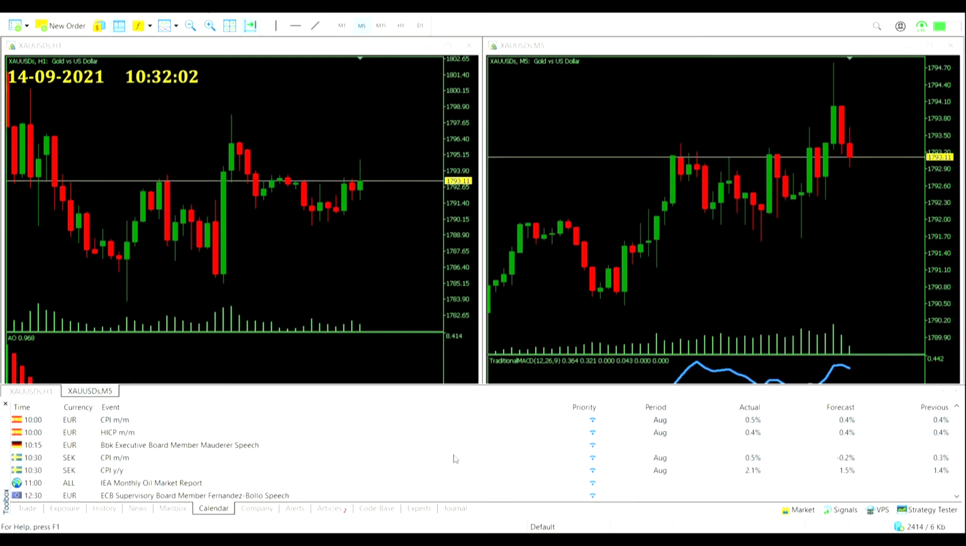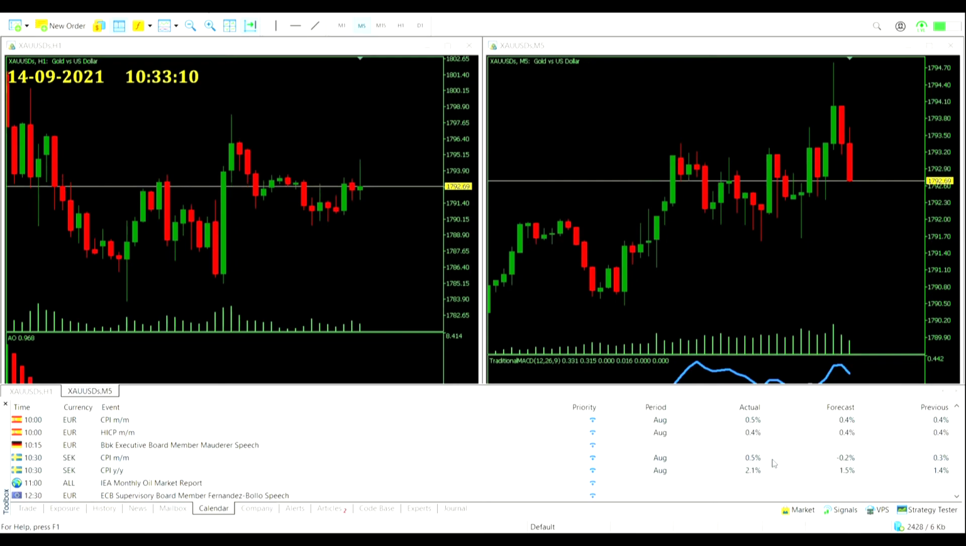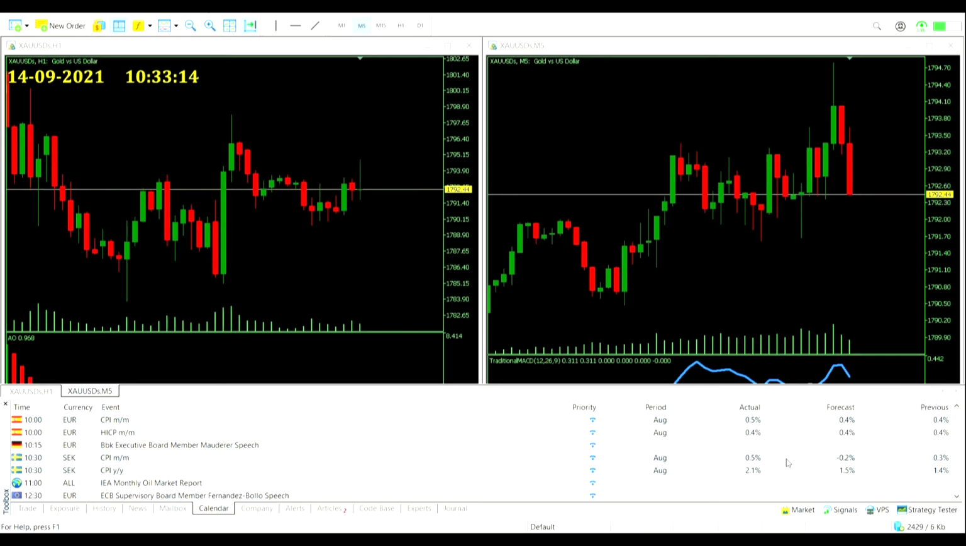Yep, and check the optimism from Sweden where they had that deflationary environment, negative 0.2 predicted, but it has come in at 0.5% month on month. I mean, how wrong can you be in a forecast? 0.7% out on a month on month. Year on year, they got 2.1 against 1.5. And it's another inflation number coming in higher than expected then. This one by quite a bit.